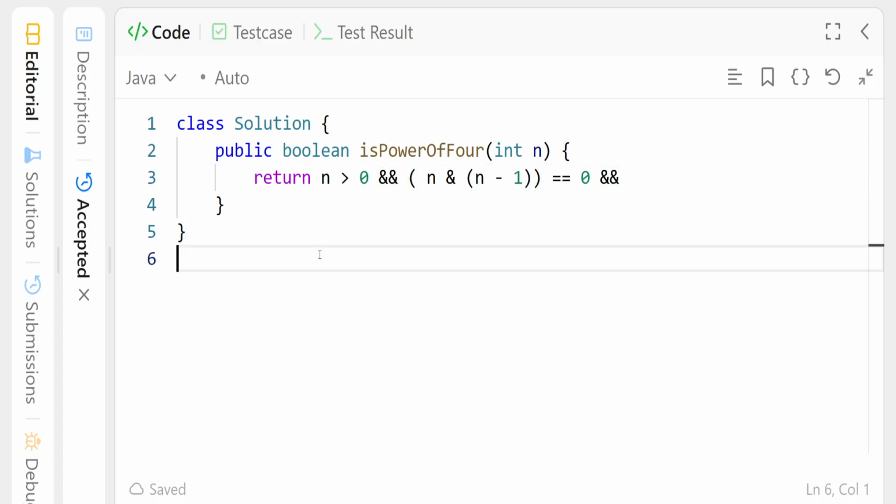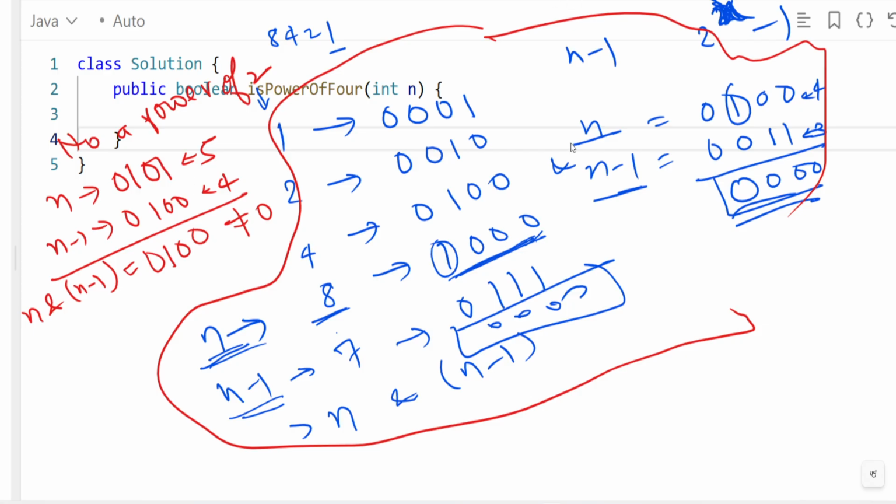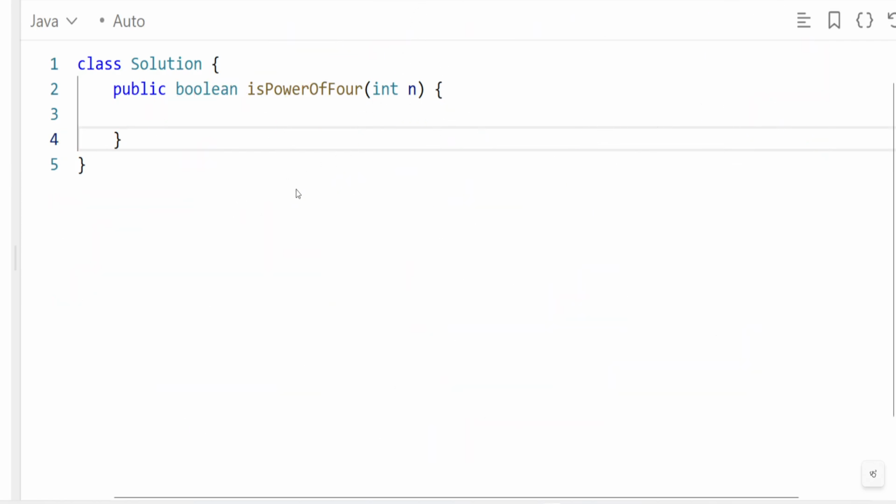Let me tell you how. Give me a second. If you see here, all the single bits we saw, what are we getting? Let me write here again. Very first, I'm talking about the power of 4. I'm saying there is a single bit always in the even position.